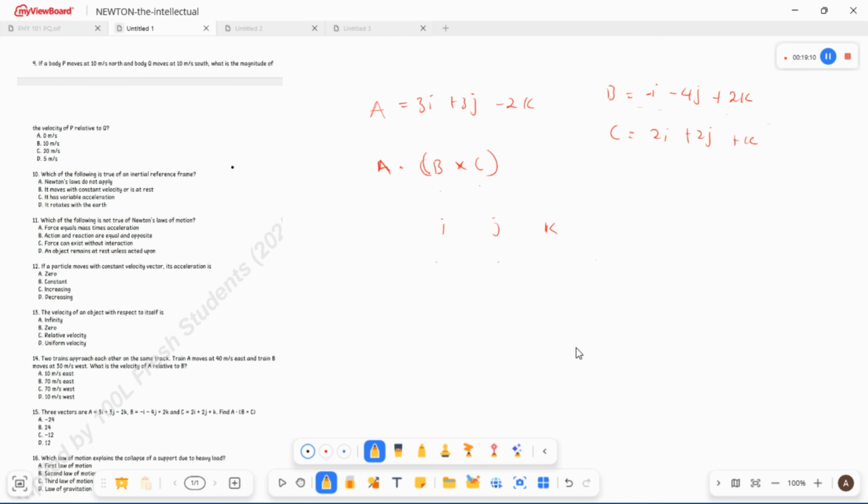So now for B, for i, we have minus 1. For j, we have minus 4. And for k, we have 2. Then we'll do the same thing for C, right? For C, for i, we have 2. For j, we have 2. And for k, we have 1.